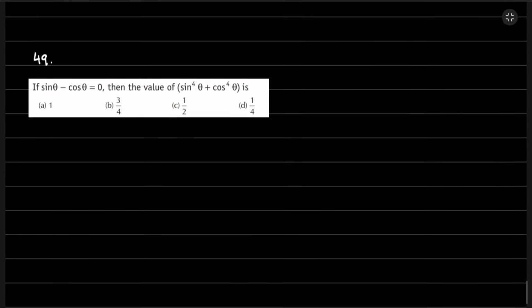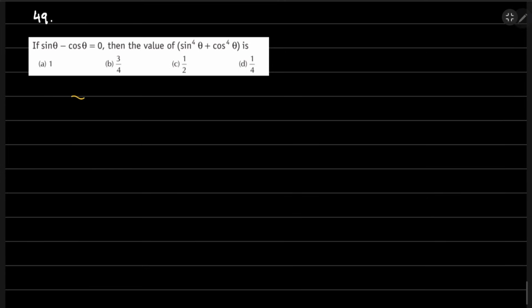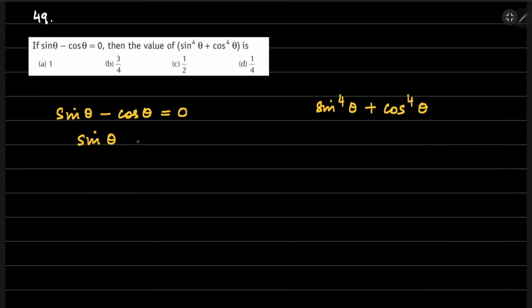Moving on to the next question, for question number 49. Yes, this is also a very good question. So, you are given sin theta minus cos theta is equal to 0. You have to find the value of sin to the power 4 theta plus cos to the power 4 theta. So, you can take cos to the other side. Sin theta is equal to cos theta, or if I take sin theta by cos theta, it is equal to 1, which means tan theta is equal to 1.